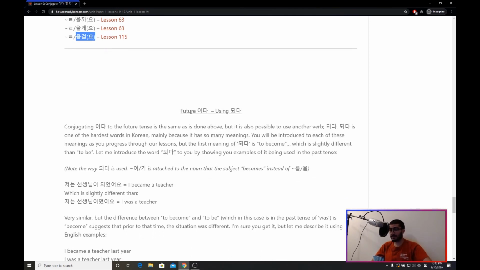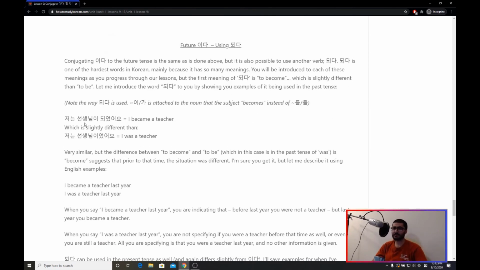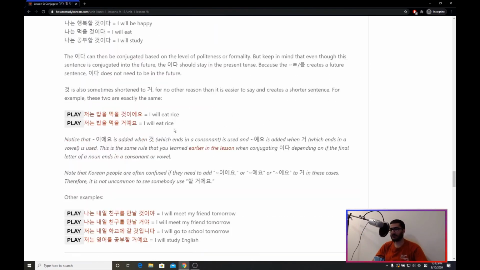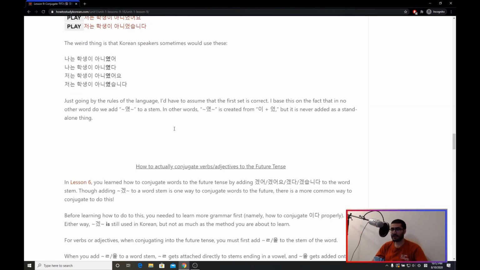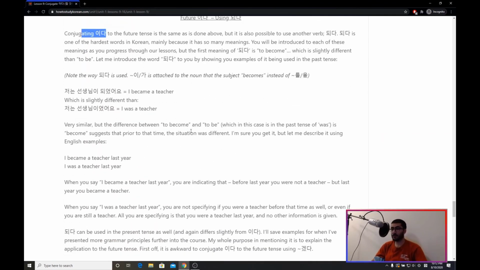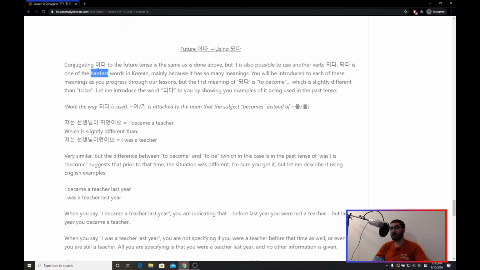All right, now using the future of ida using 되다. Here's something you should probably pay attention to. You can ignore a lot of the stuff and you'll learn it through context, reading and listening. This is just a lot of conjugation practice: past tense, present tense, future tense. When you're talking about the future tense now, let's read what he says.